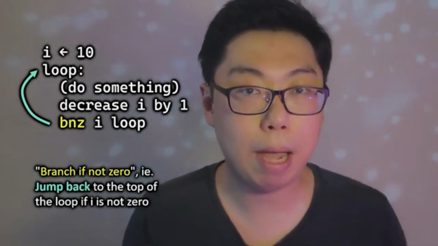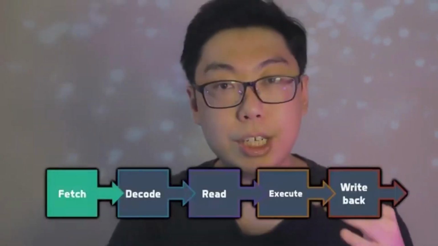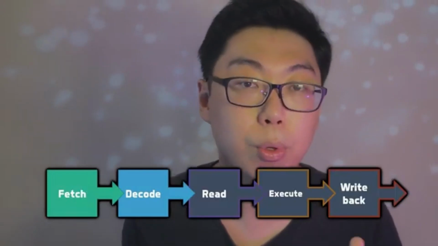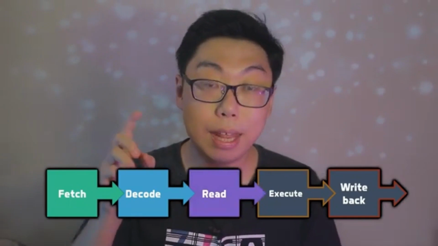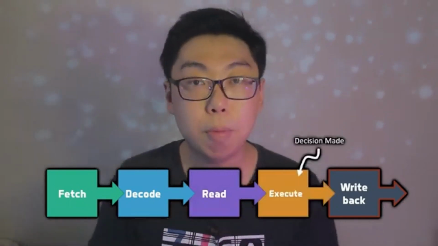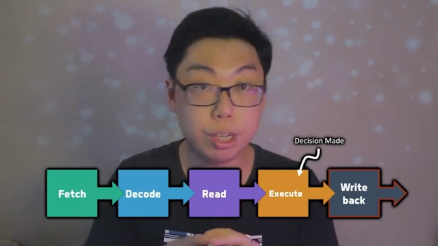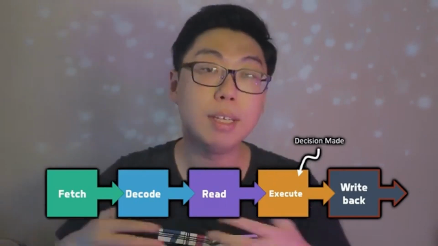What does that look like in the pipeline then? We need to fetch and decode this instruction to know that we want to do a conditional jump. We then need to read off the parameter, then execute the comparison before we can actually conclude whether we should jump away or simply fall through and continue on. That's not too bad, but what about the rest of the pipeline?